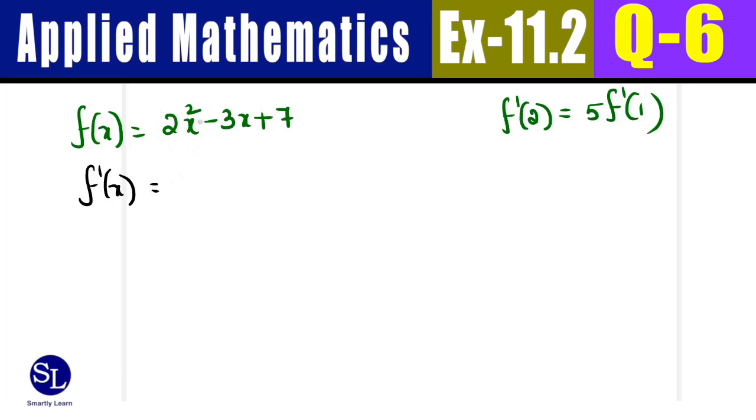So differentiation of 2x squared is 4x. Differentiation of minus 3x is simply minus 3. Differentiation of 7 is 0, so I'm not making a note of it.